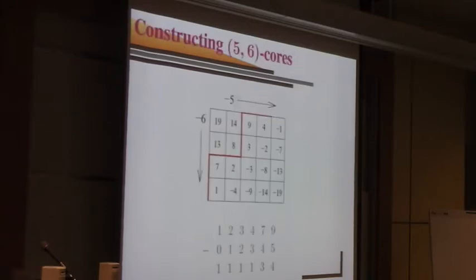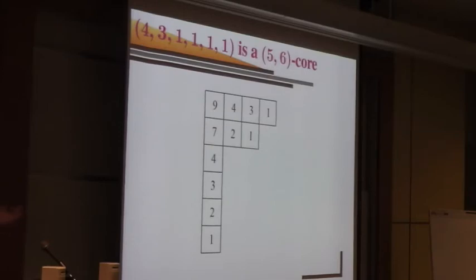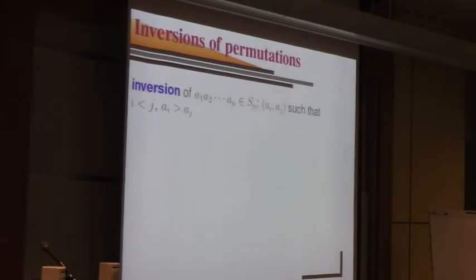And so this shows this partition ended up with 4, 3, 1, 1, 1, 1. These are 5, 6 cores. These are the hook lengths, and one of them 5 or 6. Okay. Let's see.